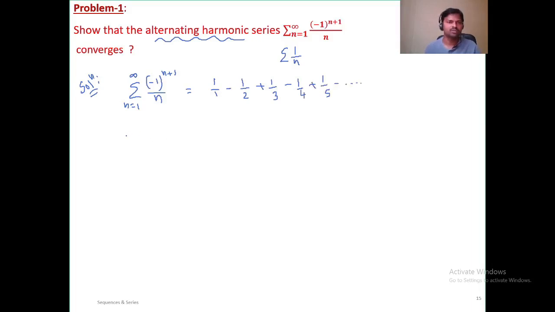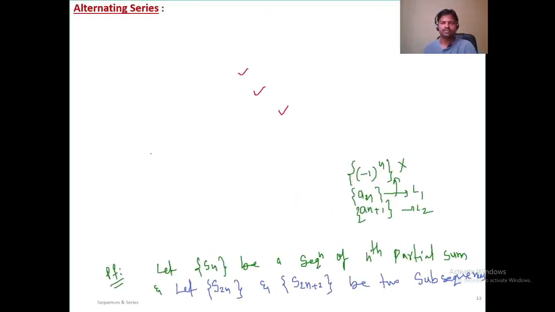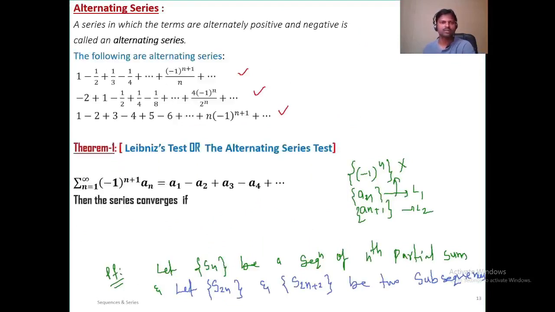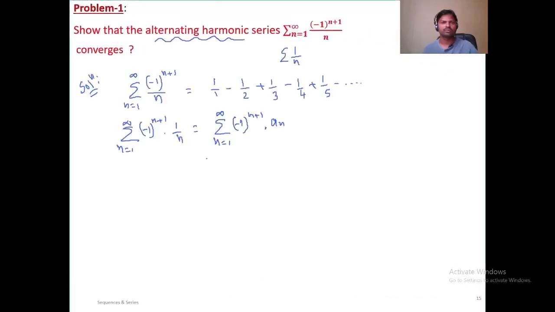According to the Leibnitz test, let us compare this series, n running from 1 to infinity of minus 1 whole to the power of n plus 1 into 1 by n, with the series of minus 1 whole to the power of n plus 1 into an. Minus 1 to the power of n plus 1 is the alternating part, and instead of an we have 1 by n. So in this way I am expressing the given problem. Therefore an is 1 upon n.